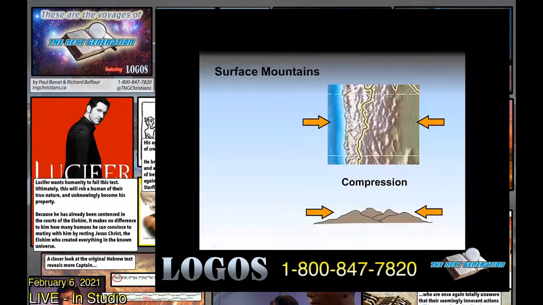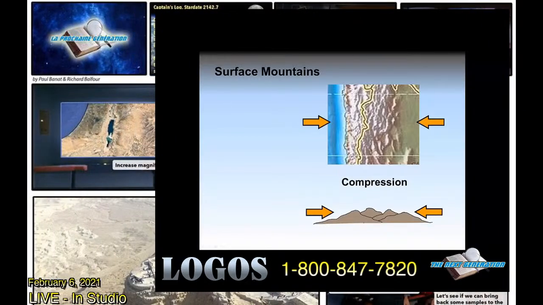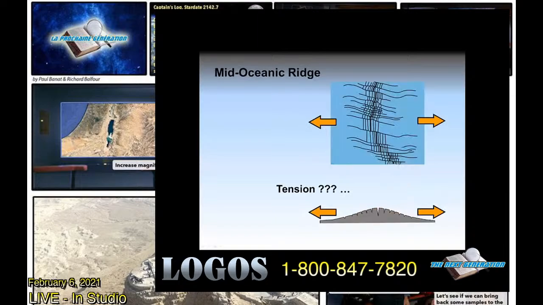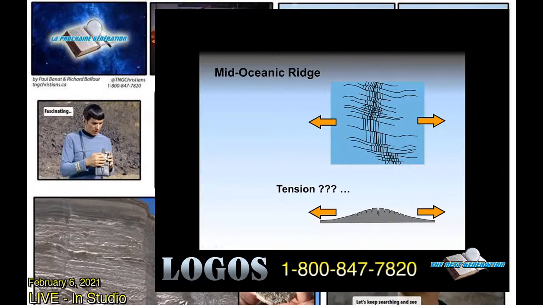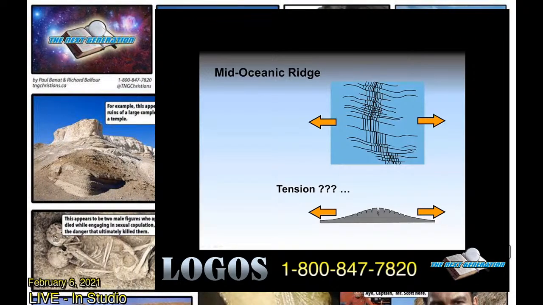Surface mountains appear to be the result of compressed materials that have been piled up. This makes sense. Push compressed material together and it piles up. But the mountains of the mid-oceanic ridge are uniquely different than surface mountains. Tensile fractures show that the material has been pulled apart in two perpendicular directions. This is counterintuitive. How do you build a mountain chain by pulling material apart, in two directions no less?